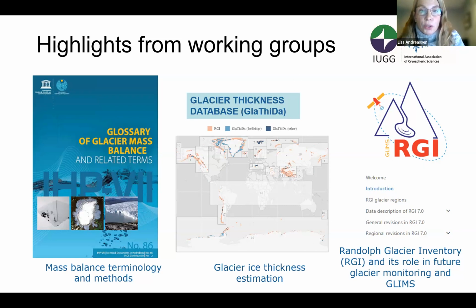Then another milestone is the RGI, Randolph Glacier Inventory, and its role in future glacier monitoring and GLIMS. This is the second working group of RGI, and they just released RGI 7. Regina and Graham Cogley were the first co-chairs. Now it's Fabien Maussion, Regina and others. And the work they have been doing is tremendous, and it's a lot. It's used a lot in IPCC assessments and modeling.